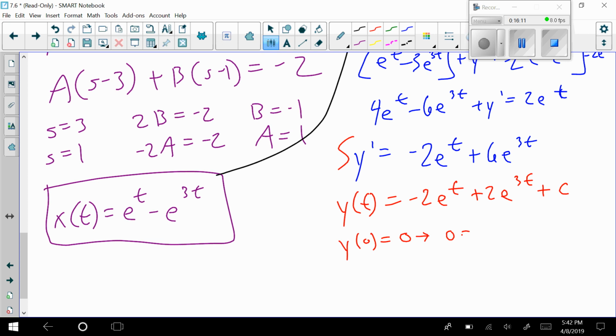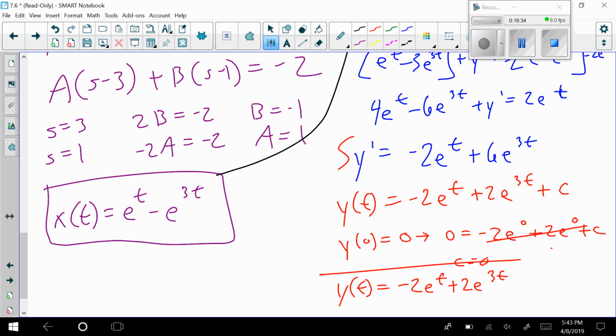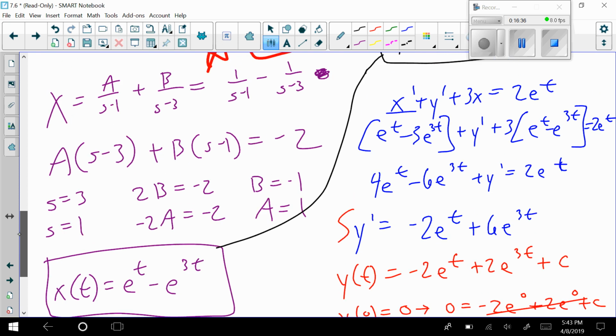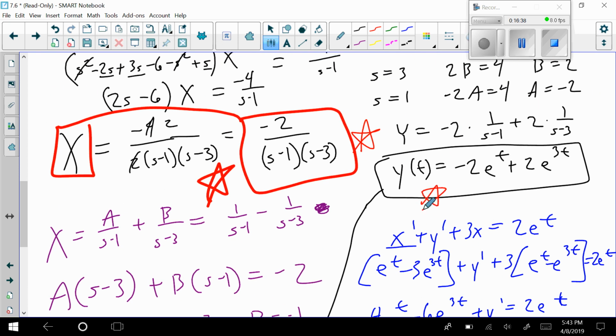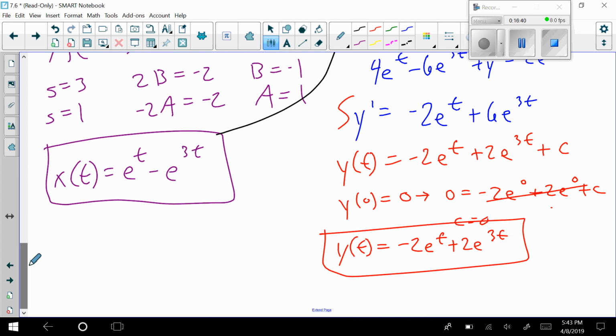which implies that I would have a 0 equal to negative 2e to the 0 plus 2e to the 0 plus C. Well, these would cancel out, right? Which implies that C is equal to 0, which means the y of t would be negative 2e to the t plus 2e to the 3t. And those are the exact same answers, okay, as they should be.